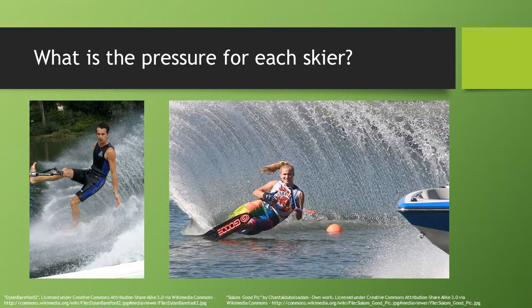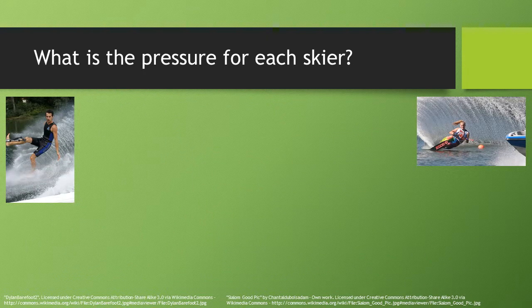Here we can see some pretty awesome pictures of some people water skiing. The guy on the left is barefoot on one foot, and obviously the slalom skier on the right hand side. So the question is, what is the pressure for each skier? Now I have to make up some numbers. Let's assume they both have a mass of 80 kilograms and that they're both standing upright on their skis. So not quite what the skier in the right hand photo is doing, but that's alright. So therefore, if they're both standing upright, it will just be the gravity force acting, which in both cases would be 800 newtons.